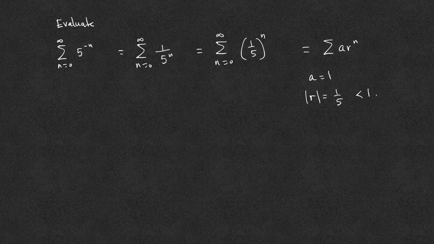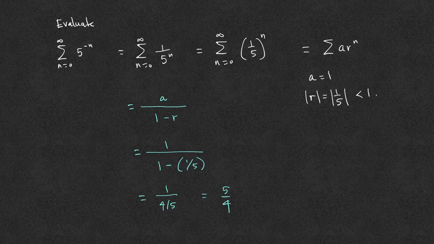The absolute value of 1/5 is less than 1, so we can use the formula for the geometric series, which states that if the absolute value of the ratio is less than 1, then the series converges to the sum a over 1 minus r, where a is 1 and r is 1/5. So this series converges to 1 over 1 minus 1/5, which is 1 over 4/5, or 5 over 4. This is the sum of an infinite convergent geometric series.